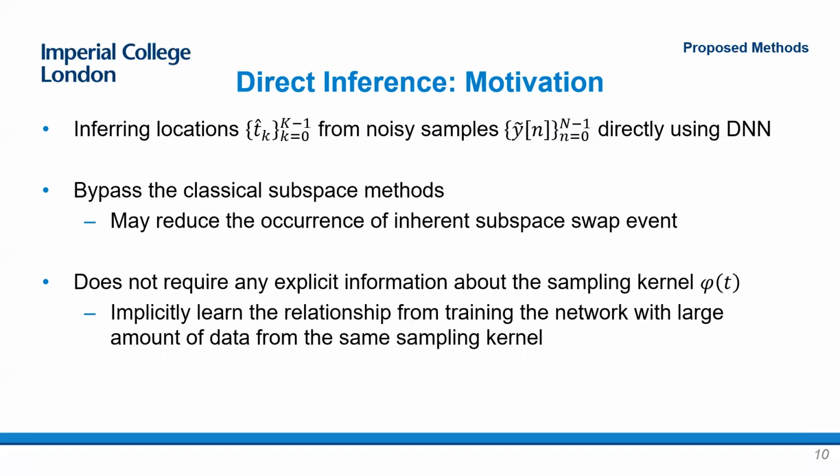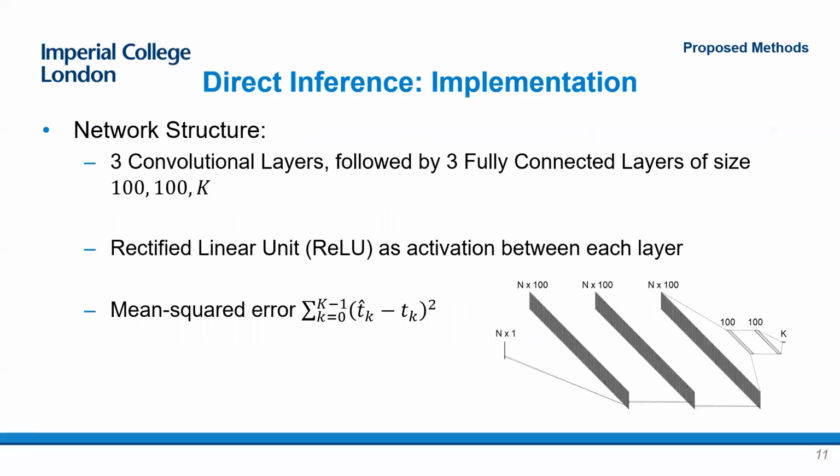Another interesting point is that this method does not require any explicit information about the sampling kernel. By feeding the network with a large amount of training data filtered by the same sampling filter, the network will learn the relationship implicitly. For the network structure, it consists of 3 convolutional layers, followed by 3 fully connected layers of size 100, 100, and k.